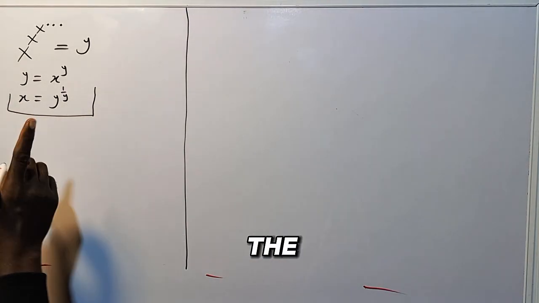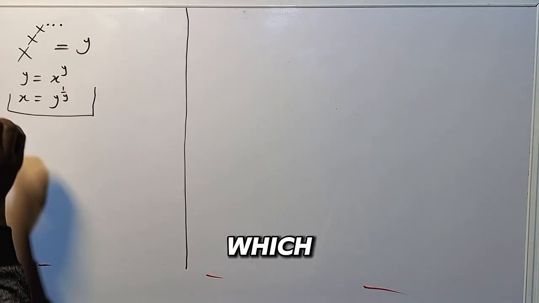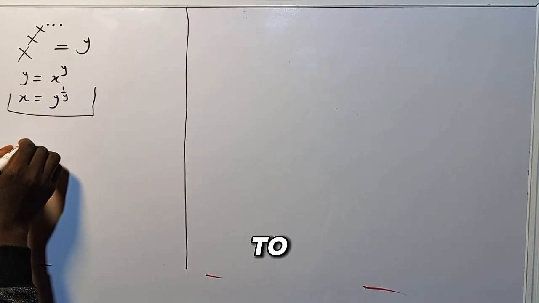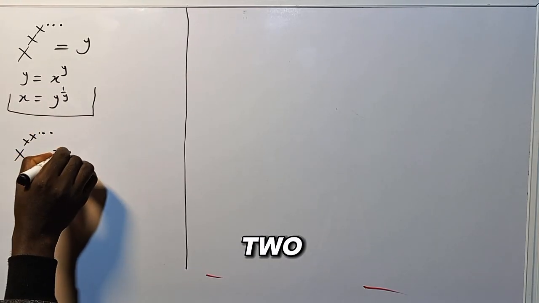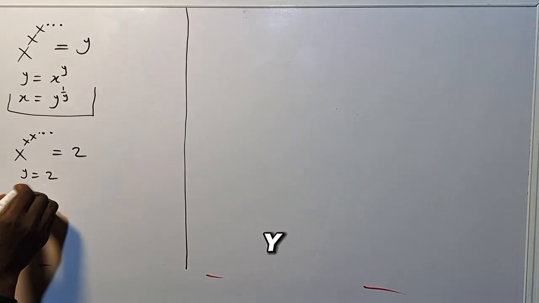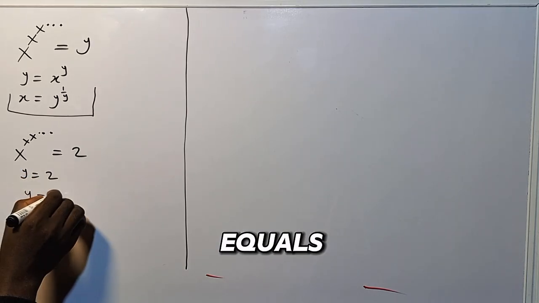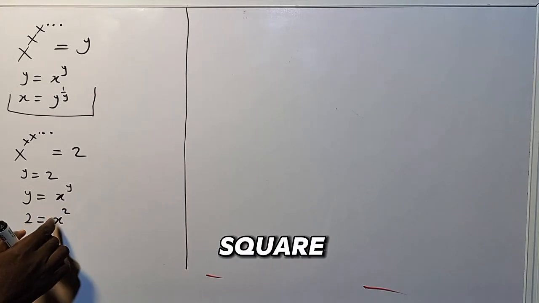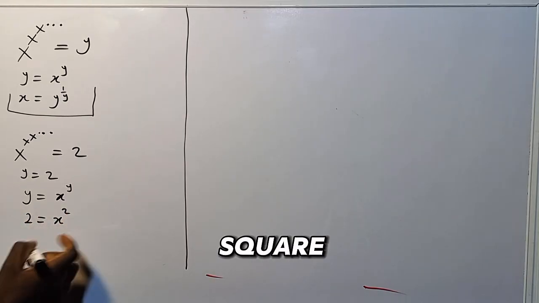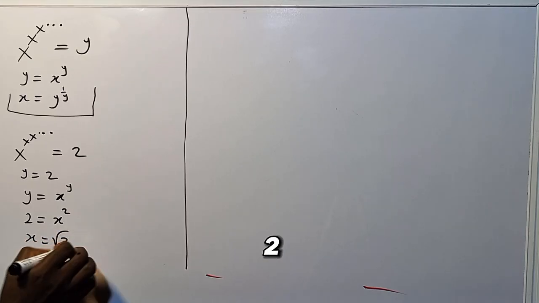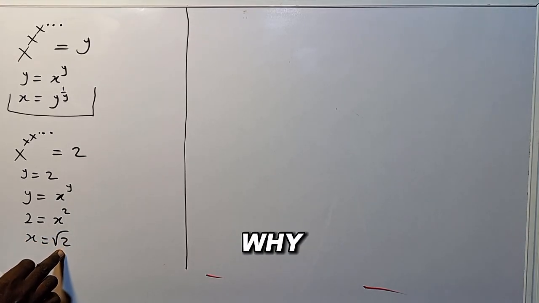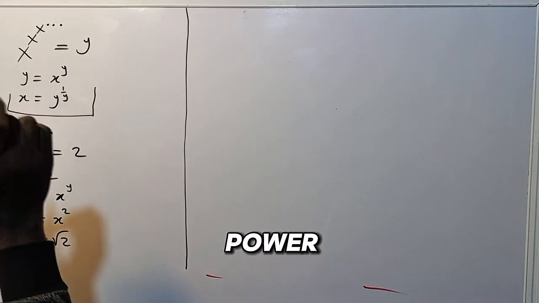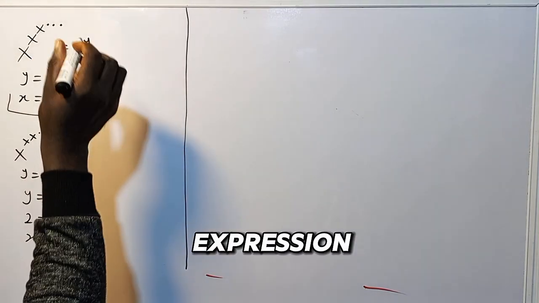Now, understanding the hidden tower, part 2. For example, we have the tower to be 2. y is equal to 2 here. Then we can say y is equal to s raised to power y. So 2 is equal to s raised to power 2. Taking the square root of both sides, s is equal to the square root of 2.